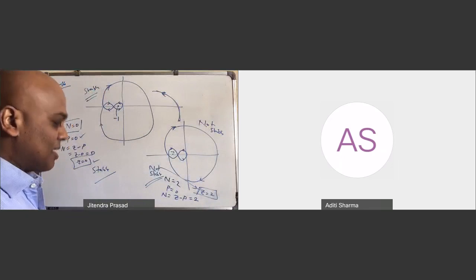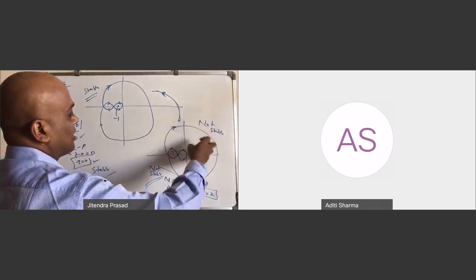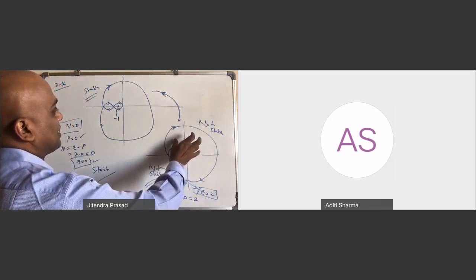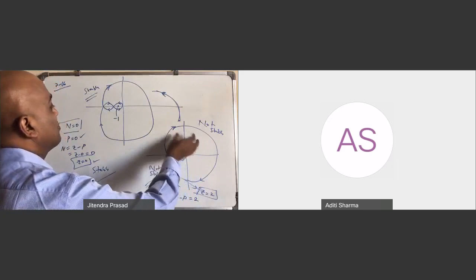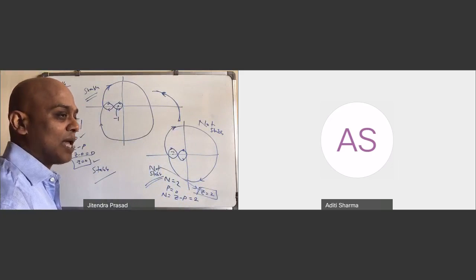That's the question. If you know that the root locus looks like this one, and it is not stable, and you have to make it stable, how will you do it? What will be the answer?